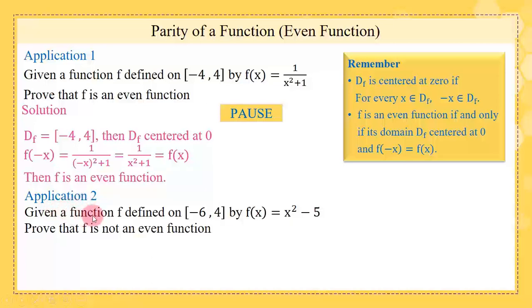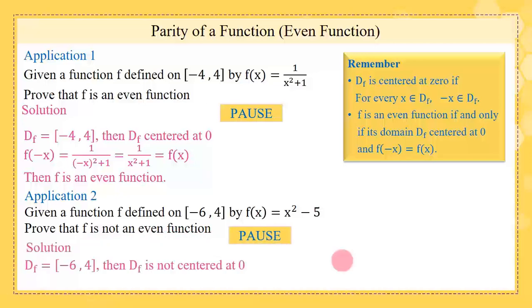Application 2. Given a function f defined on ℝ minus {0}... by f of x equals x squared minus 5. Prove that f is not an even function. Pause the video and try to do it by yourself.